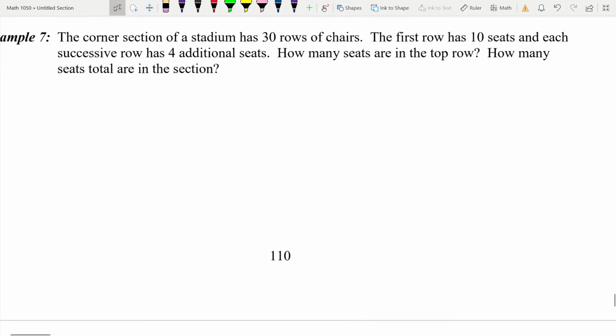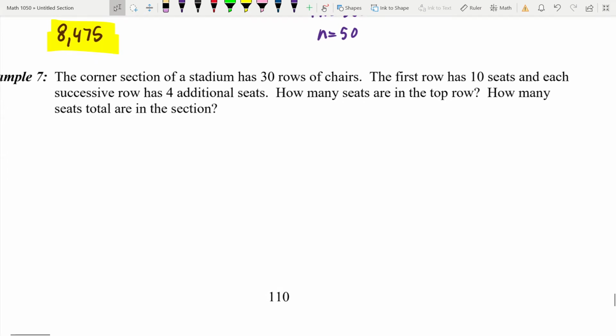The corner section of a stadium has 30 rows of chairs. The first row has 10 seats. Each successive row has 4 additional seats. How many are in the top row? How many are in the section altogether? Okay, everybody go like this. Grab your pencil and draw the corner section. So it's like you're at a football game. Here's the end zone.